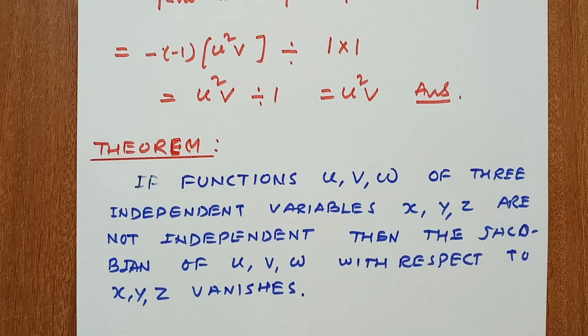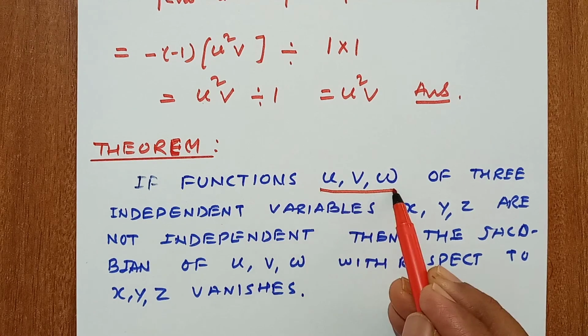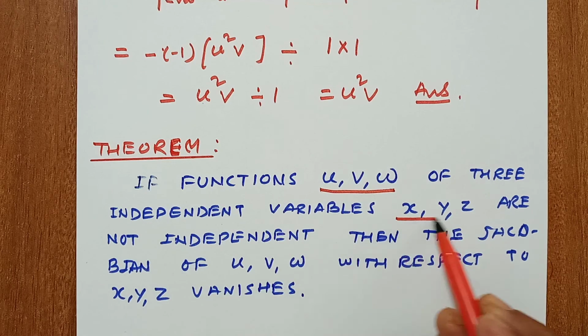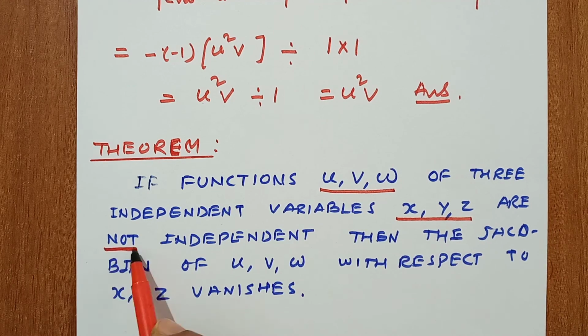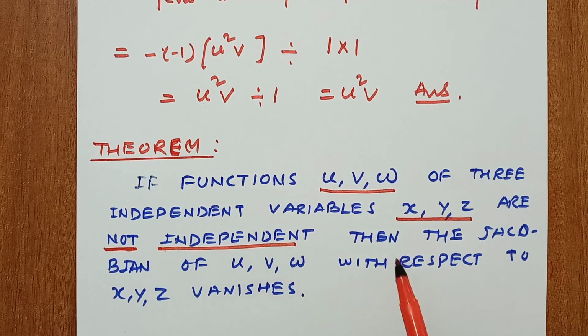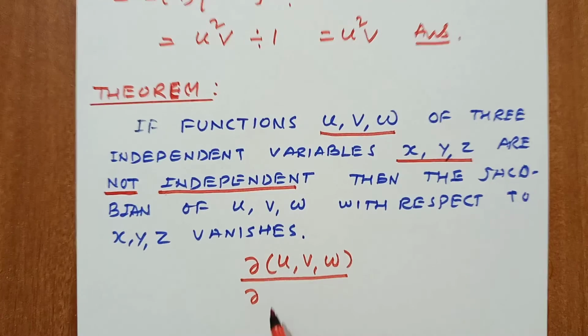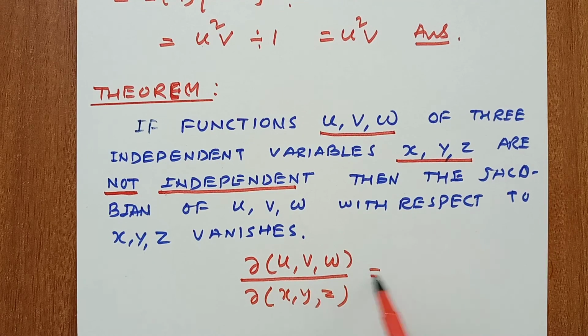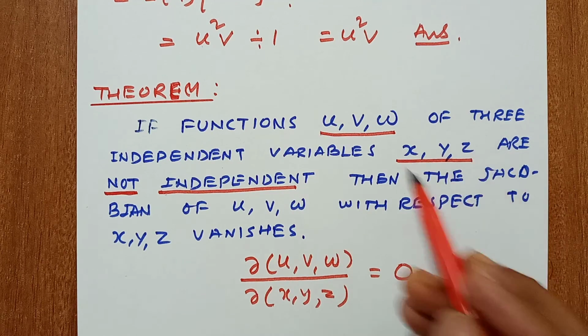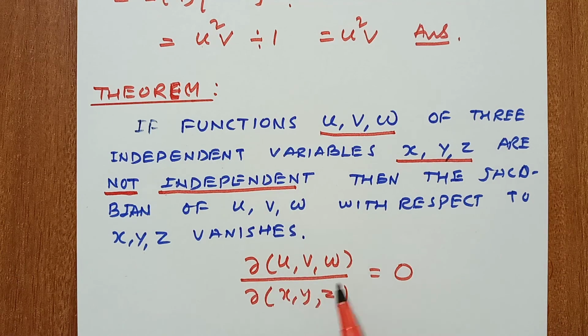So this is a very important theorem. If functions u, v and w of three independent variables x, y and z are not independent, then the Jacobian of u, v, w with respect to x, y, z vanishes. It means ∂(u, v, w) upon ∂(x, y, z) is equal to 0. So this is important: if the functions u, v, w of x, y, z are not independent, then the Jacobian of u, v, w with respect to x, y, z is equal to 0.